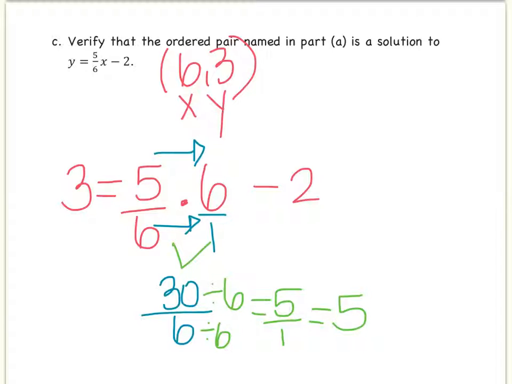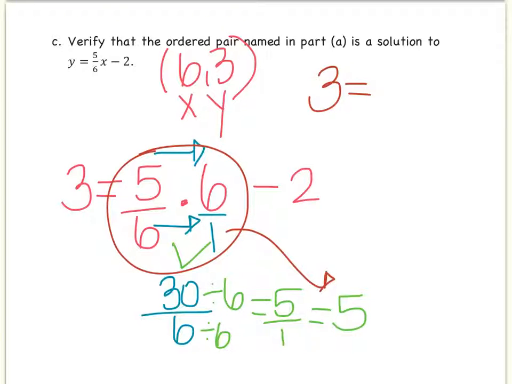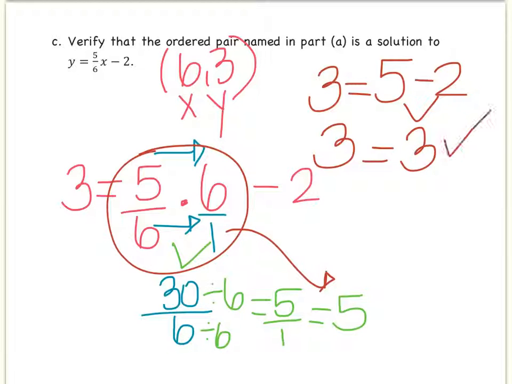All right, so now let's rewrite that. I'm going to rewrite this portion as 5. So I still have 3 equals 5, and I'm going to bring along my minus 2. So 5 minus 2 gives me 3, and 3 in fact does equal 3. Therefore, I know that 6, 3 is a solution to this ordered pair. So what that essentially means is that 6, 3, again, is a solution to both equations.